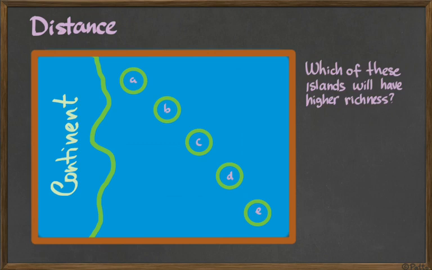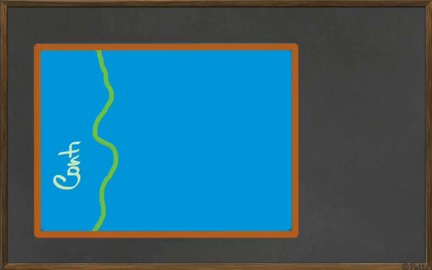Do you want us closer to the continent? Do you want us far away in the middle? Which one? Okay, if you answered A, you got it right. The expectation would be for island A to have a bigger richness. Why? Let's take a look here.